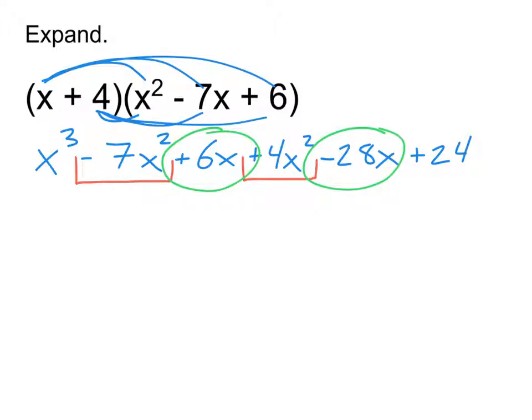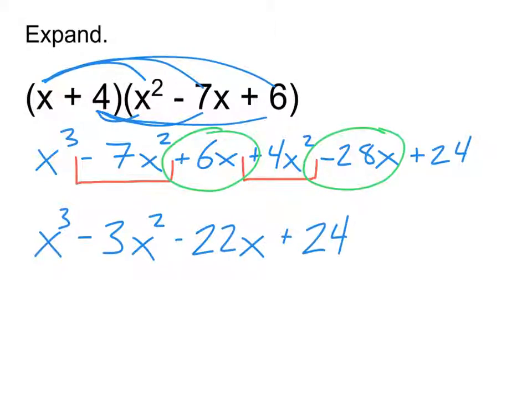All right, so x cubed first. Now I go on to the x squared terms. So I got a negative 7x squared plus 4x squared. Negative 7 plus 4 is a negative 3. So that's going to be minus 3x squared. Now I go on to the x terms. So 6 plus a negative 28. That's going to give me a negative 22. So minus 22x. And then the plus 24 hanging on the end, it stays the plus 24 because there were no like terms with it. And there's your final answer.